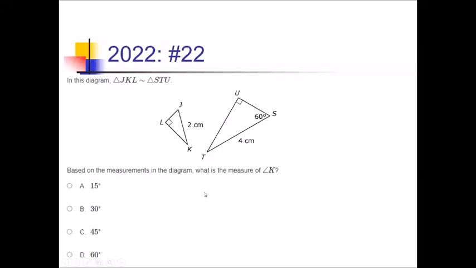For this one, we have a diagram showing us that these two triangles are similar. They gave us the order of similarity here. We're going to have to pay close attention to that as we do this problem. So based on the diagram, we want to know the measure of angle K.